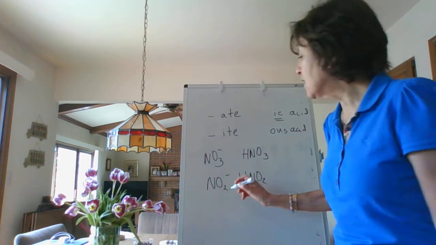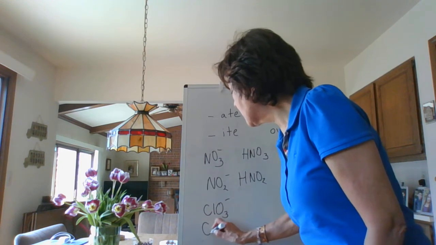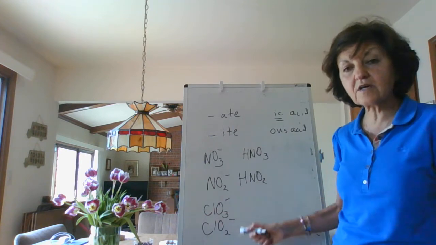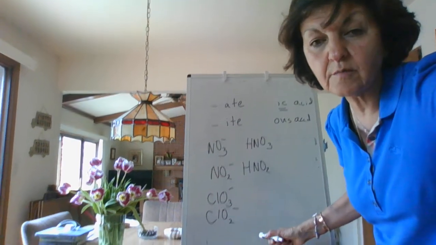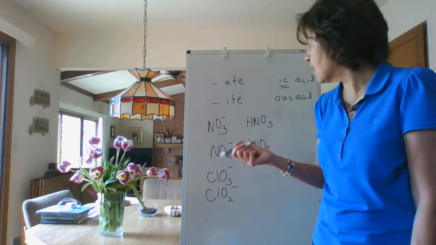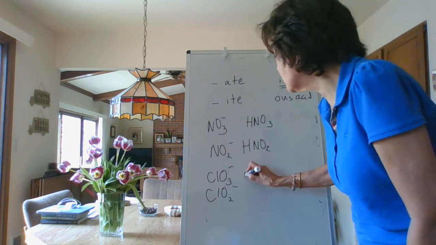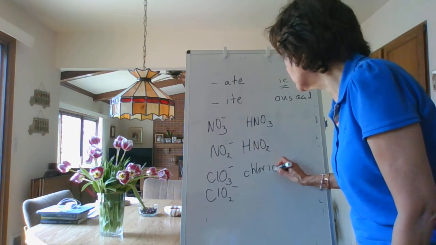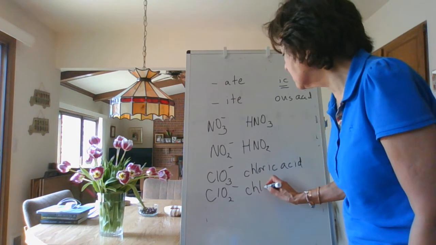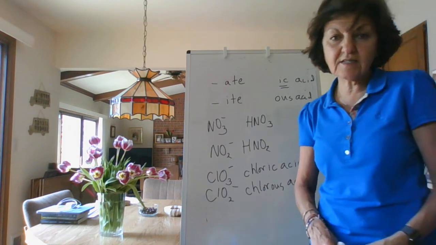Let's try another one. Let's say I have this over here, and let's say I have this guy. So this is the chlorate polyatomic ion, and this is the chlorite polyatomic ion. So which one would be the ic and which one would be the ous? The ate becomes the ic. So this is chloric acid. And then this one would be chlorous acid. Did you get the idea here?